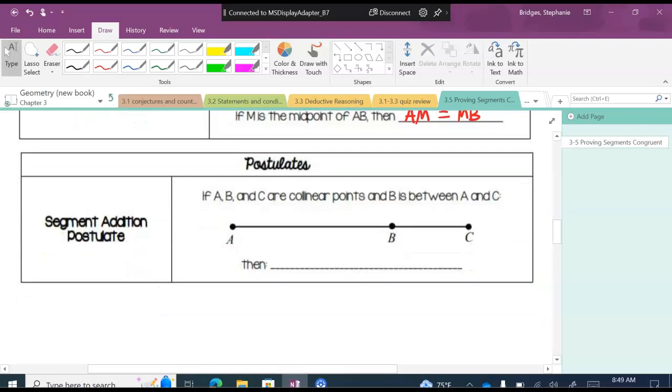A postulate that we have discussed before. The segment addition postulate says I can take two small segments, I can add them together and they will equal a larger segment. So what two segments could I add together to equal the big segment here? AB. So segment AB plus segment BC is equal to the whole segment AC. All right. Segment AB, this little one, plus segment BC, that little one, equals the entire thing AC.